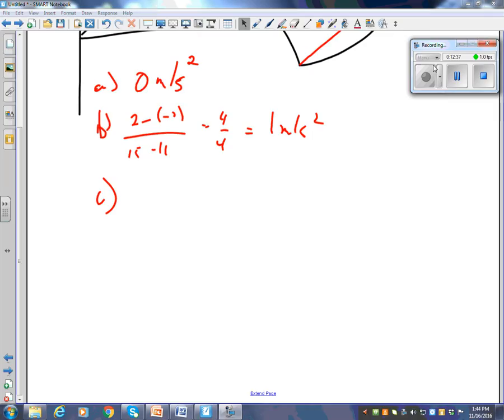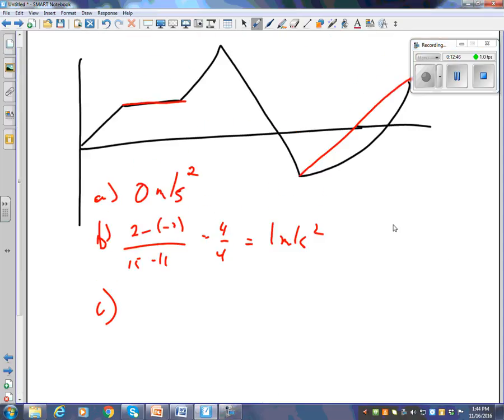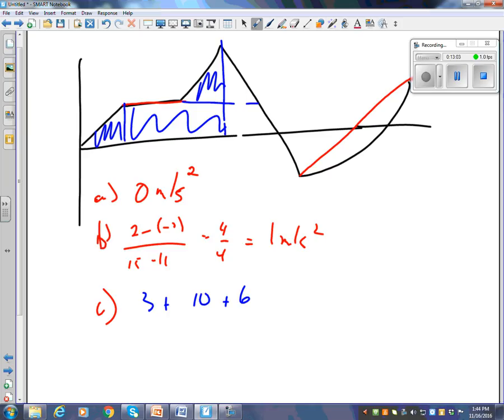A little break there. Part C, delta D from 0 to 8. I was saying 3 marks, which means there's a good chance it's going to be 3 parts. And the parts are triangle, rectangle. I guess it only goes to there, right? Triangle. And those values are 3 plus 10 plus 6 for a total of 19 meters. Not meters per second, it's displacement. Meters.